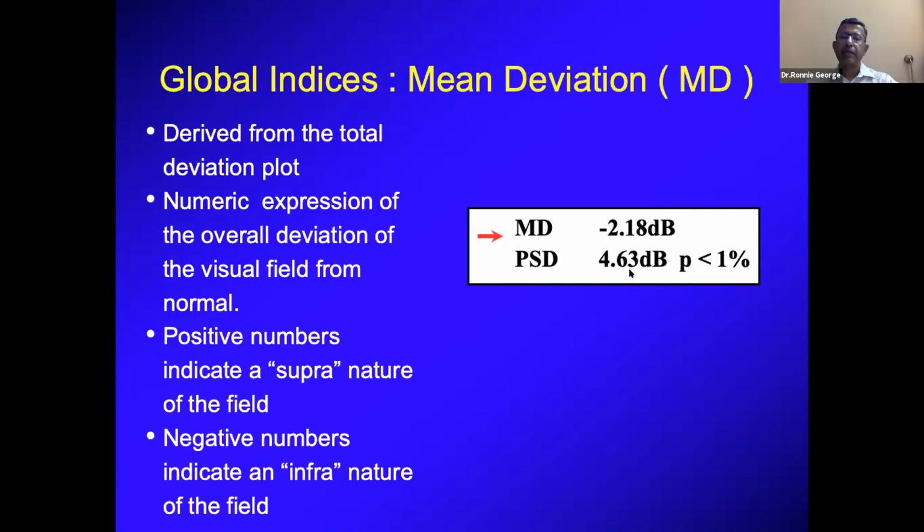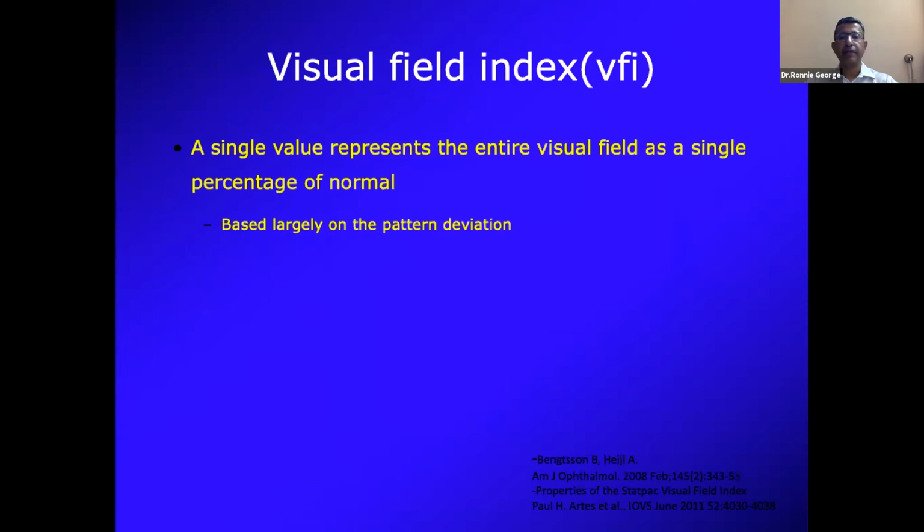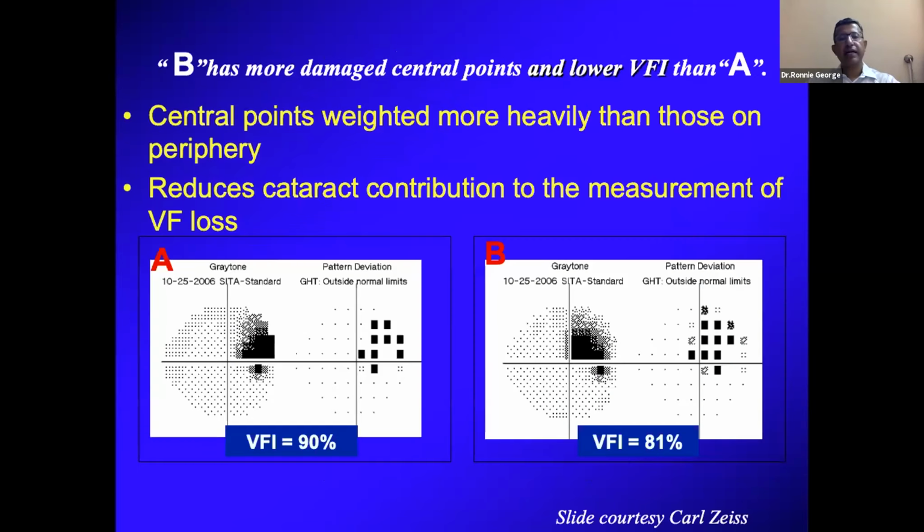And the pattern standard deviation behaves a little differently from mean deviation. Mean deviation, I told you, goes from 0 to -30. The pattern standard deviation goes from 0 to about 30, but it is valuable for us only in the first half of it. I'll tell you why. We next come to zone 8, which is the actual threshold values.